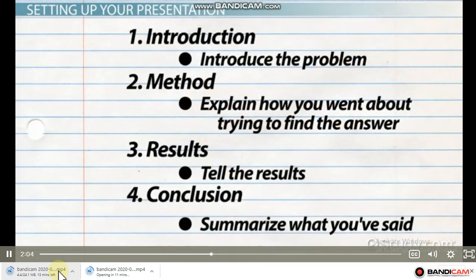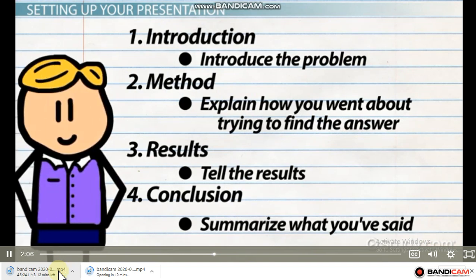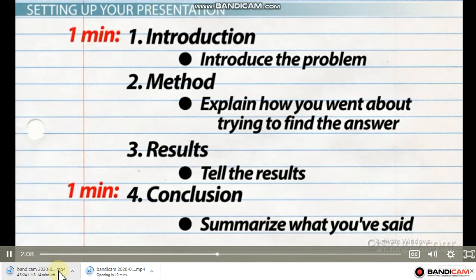Daniel finished his talk in under 10 minutes, so if the intro and conclusion are each 1 minute long, then his method and results can only be 4 minutes each. That's not long at all.